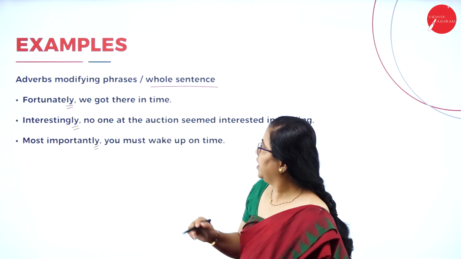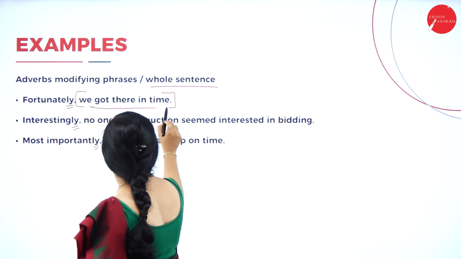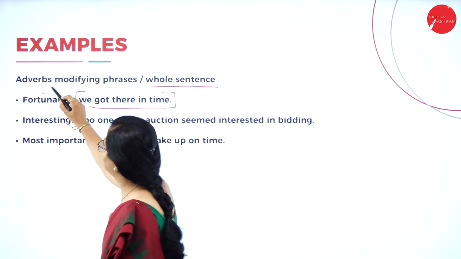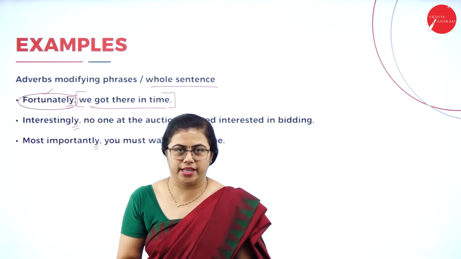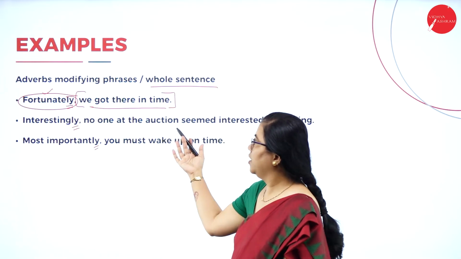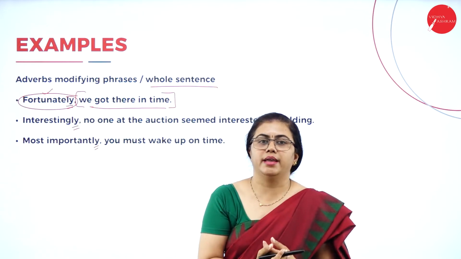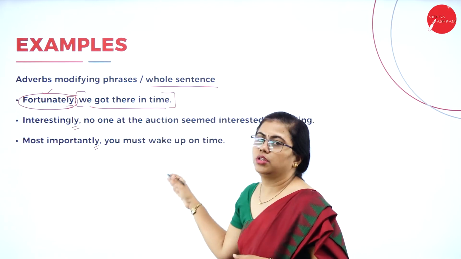So coming here, we got there in time. This is a complete sentence, and here it is telling more about the complete sentence. Fortunately, we got there in time. So this is explaining how we got there in time. Fortunately, we got in time. So it is explaining more about the whole sentence.